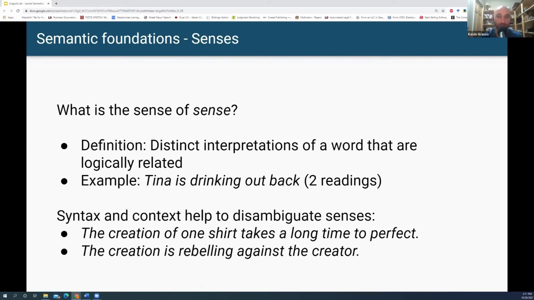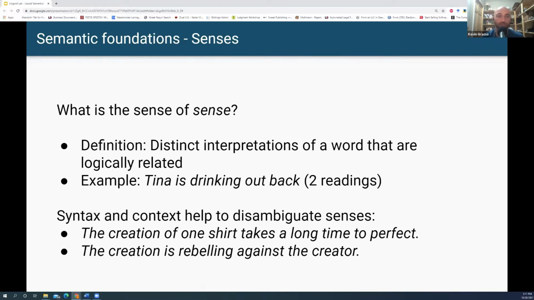It really depends on how you define sense. But for our purposes, we'll just call them two distinct interpretations. Just keep in mind that if you read in the semantics literature, how you define sense will often determine what senses you find, right? Okay, and the important thing about this is that syntax and context help to disambiguate senses.